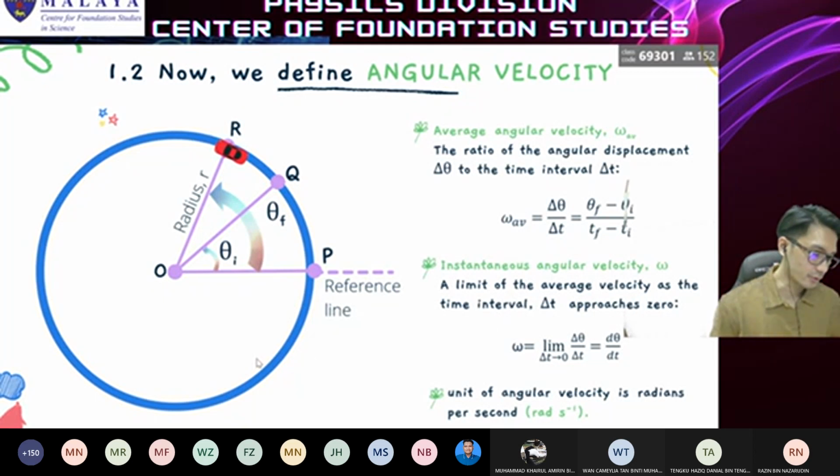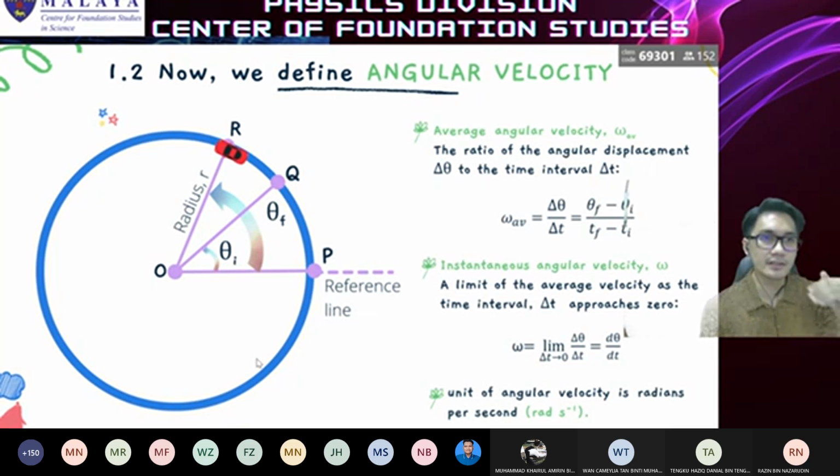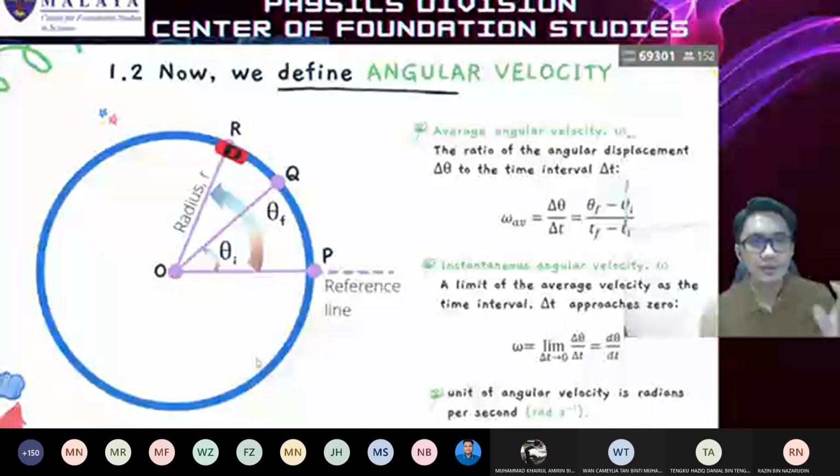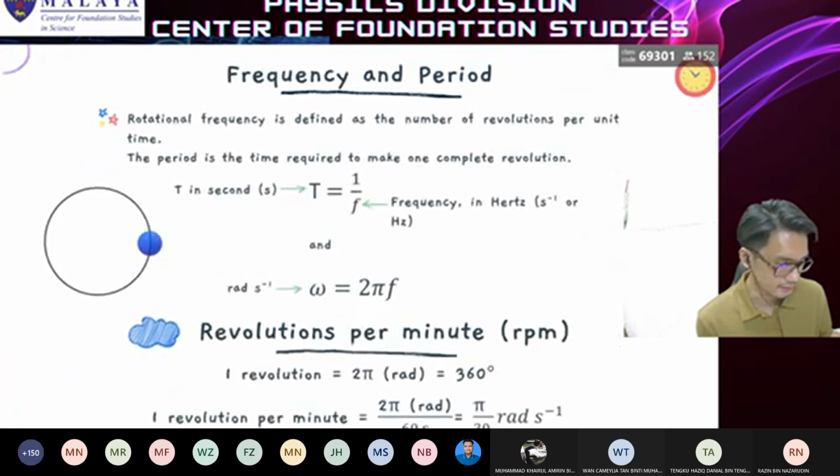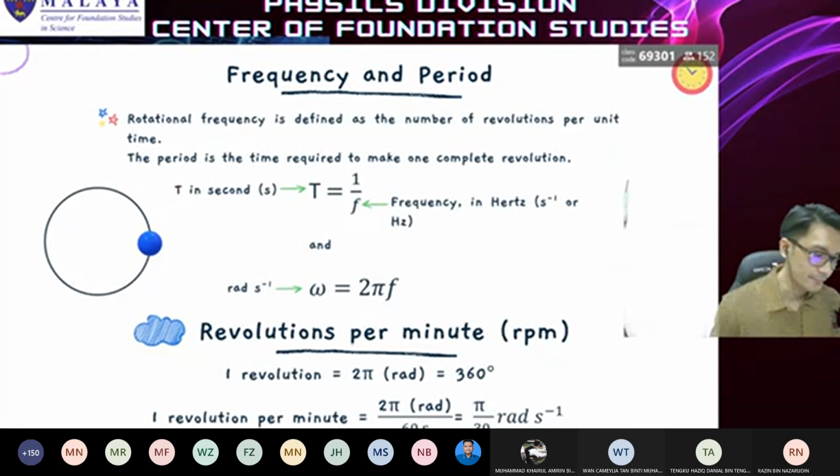Okay, and then the unit for angular velocity is radian per second, because we know that angular velocity is angular displacement divided by time. Angular displacement is in radian, time is in second. So radian divided by second, it is radian per second. So that is angular velocity. Alright, so if I go too fast, just let me know, then I will slow down my pace.